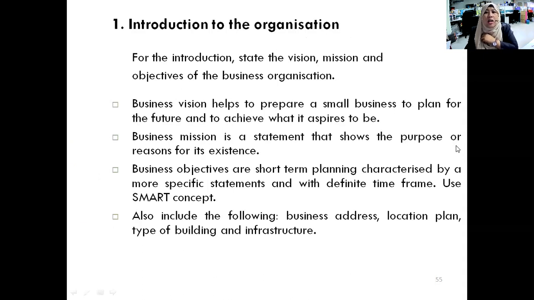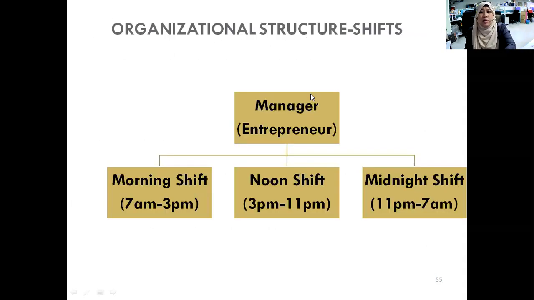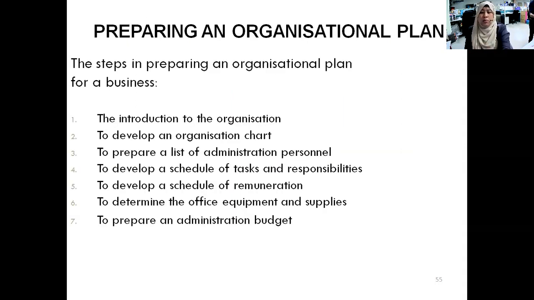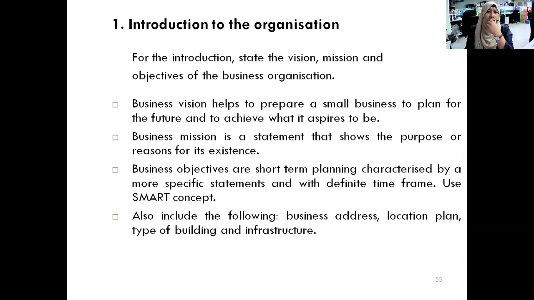So as you can see in here, if you still remember, the last part we stopped at the organization structure. It's only a few parts in here, okay? For the introduction, state the vision, mission, and the objective of the business organization. The business vision will help the small business plan for the future. Of course, vision is the future goals, and the mission is the current goals, okay? So the business mission is a statement that shows the purpose or reason for its existence.